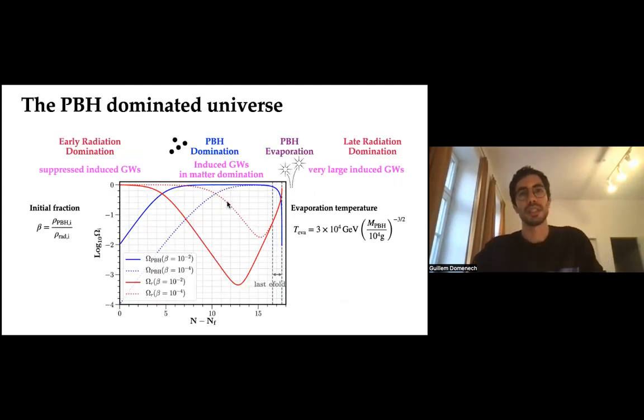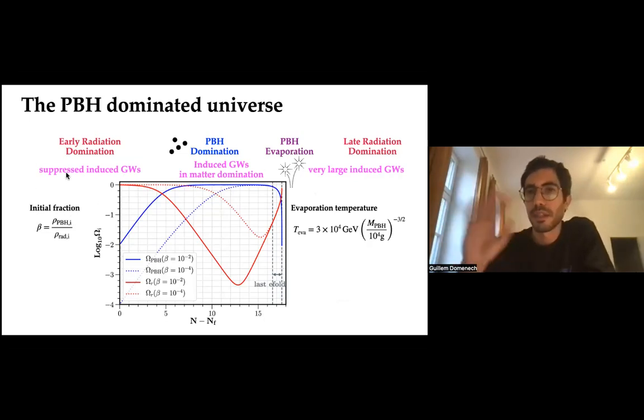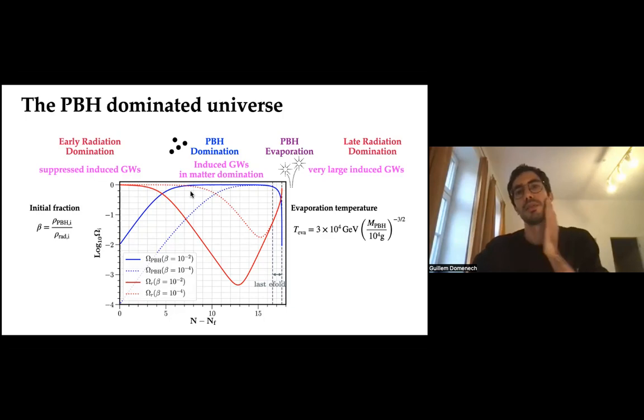So what happens now, including the gravitational waves, is this. We start with a small fraction of primordial black holes. You generate some induced gravitational waves, but they are not so interesting. Then primordial black holes dominate, and you generate some rather large signal during this PBH domination. And then black holes evaporate, and the largest contribution actually comes after evaporation. Let me explain how you compute this part here.